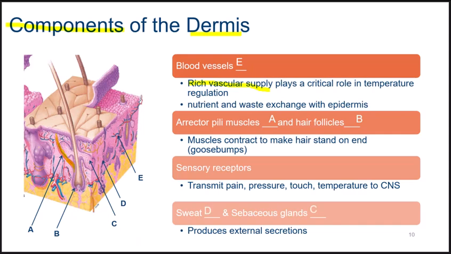And finally, the presence of glands. Sweat and sebaceous glands allow for the production of sweat, an external secretion, and sebaceous glands produce an oil. That's shown as C and D here. What those glands produce would be released onto the surface of the skin.